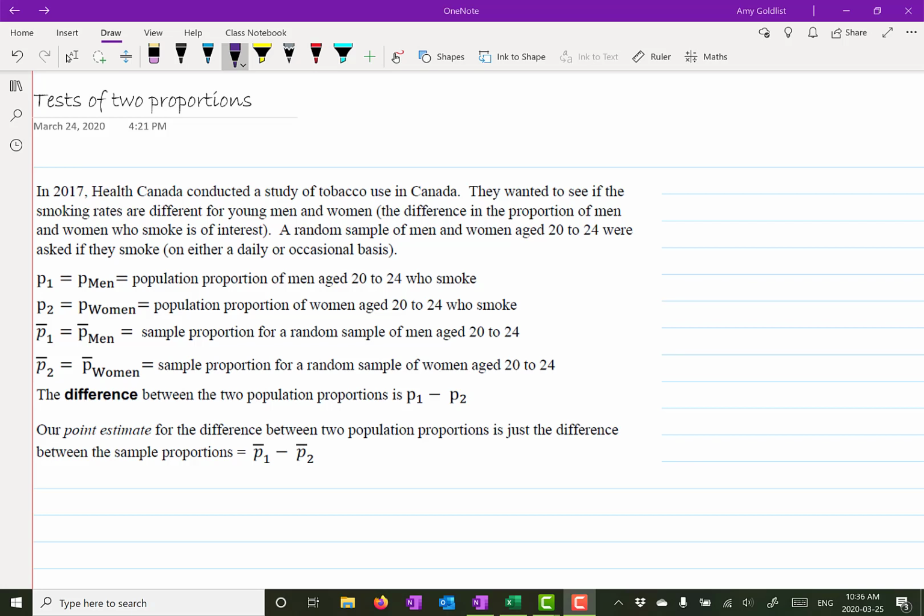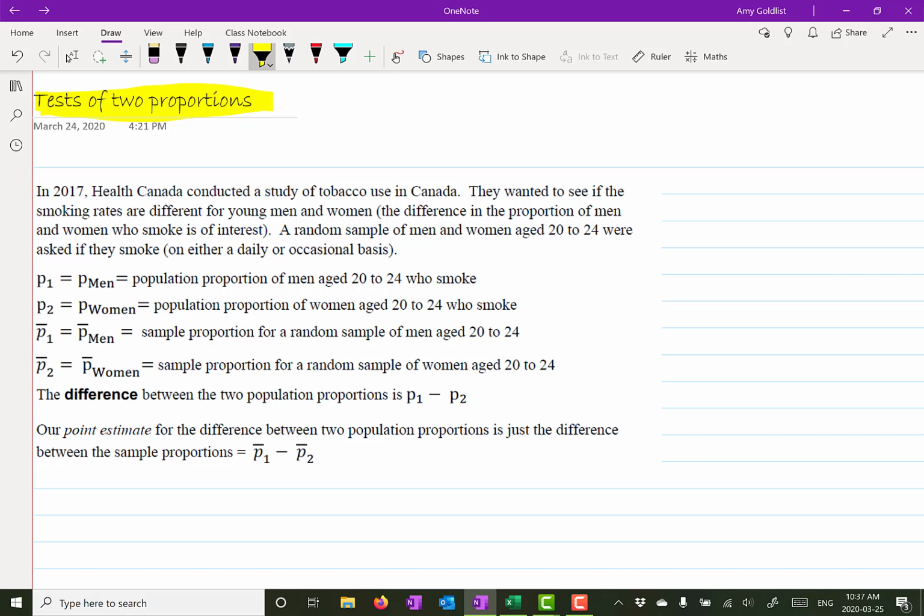Hi, this is Amy, and today we're going to talk about tests of two proportions. Really, what we're going to say is the same way we develop tests of two means, we're going to do the same thing with two populations that are categorical data. Let's start with an example.